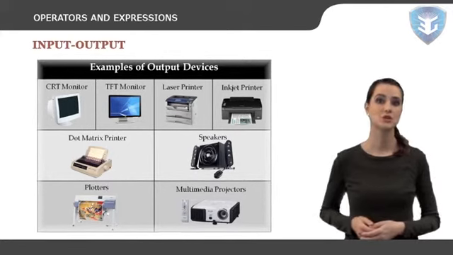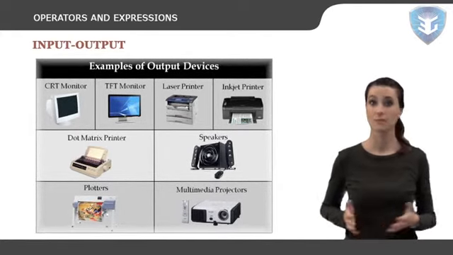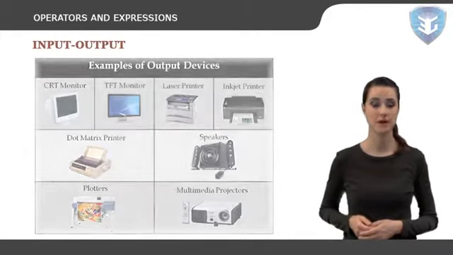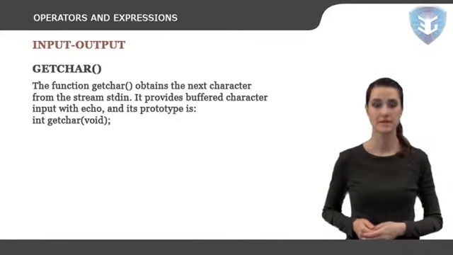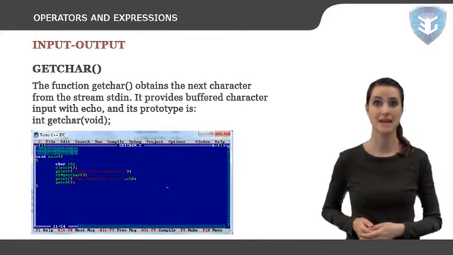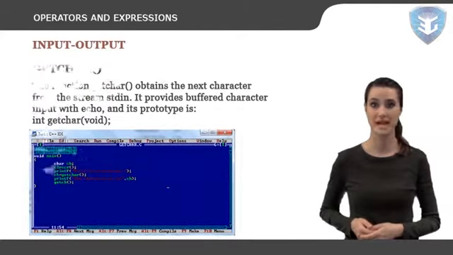Data can also be sent to a location external to the program. This is called output. The most common destinations for output are the screen, a printer, and disk files. getchar method. The function getchar obtains the next character from the stream stdin. It provides buffered character input with echo.